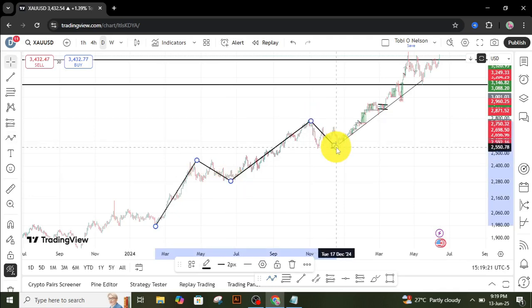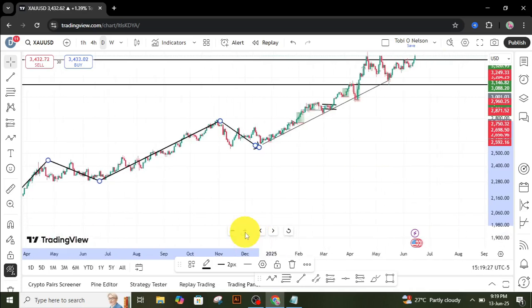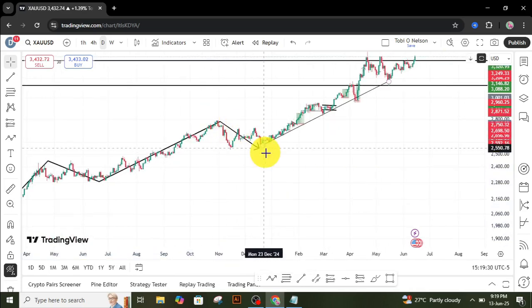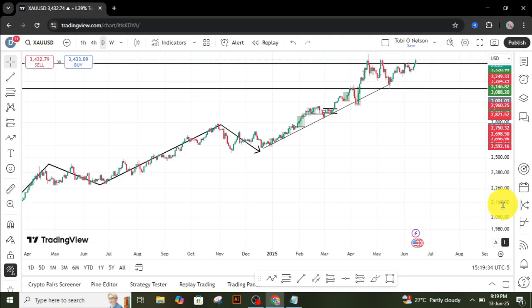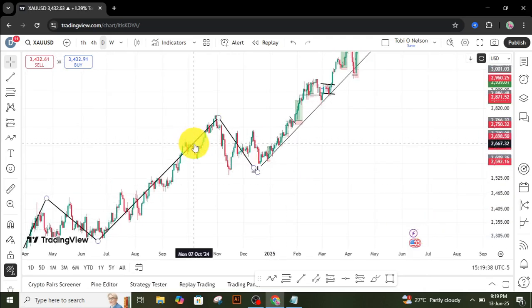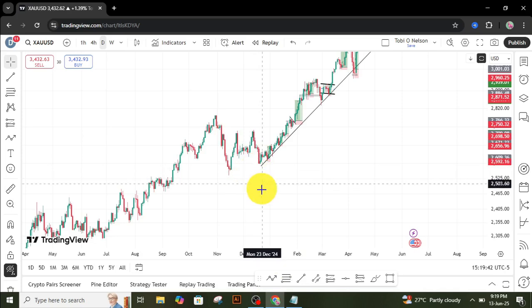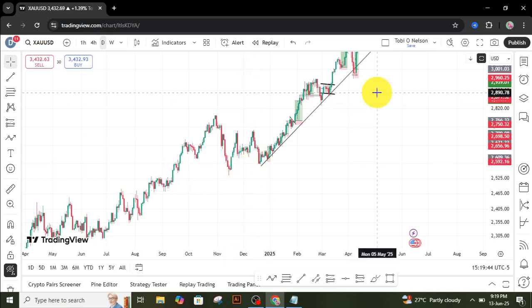At this particular point, you should be expecting another higher high. So what you need to do is wait for that pullback. When it happens, that is when you'll be looking to enter your trade. Let me remove this. When the pullback happens, my first entry was around this place.